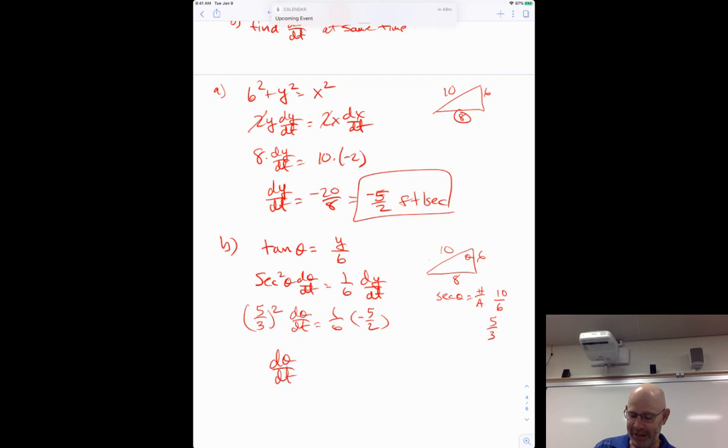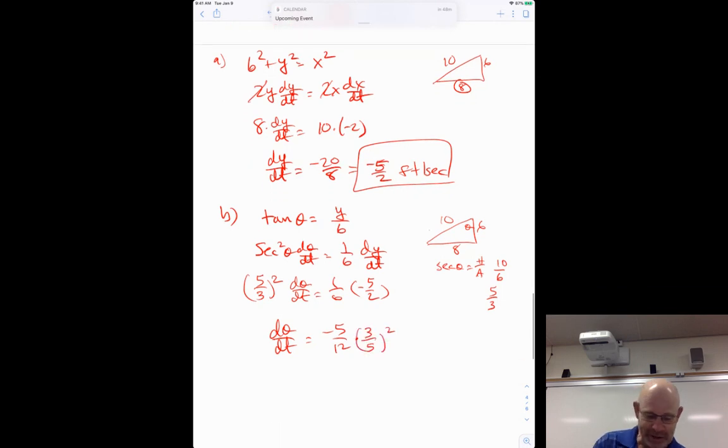dθ/dt equals, we'll go -5/12 times, if I'm going to come over here, 3/5 squared. So I'm just going to take out my calculator. I know I could simplify this, but we're going to go 9 divided by 25 times 5 divided by 12, and we're going to get 0.15. Now this isn't angle changing, so this is going to be radians, not degrees. It always works out in radians because radians are arc length. So radians have a length attached to them, whereas degrees don't.